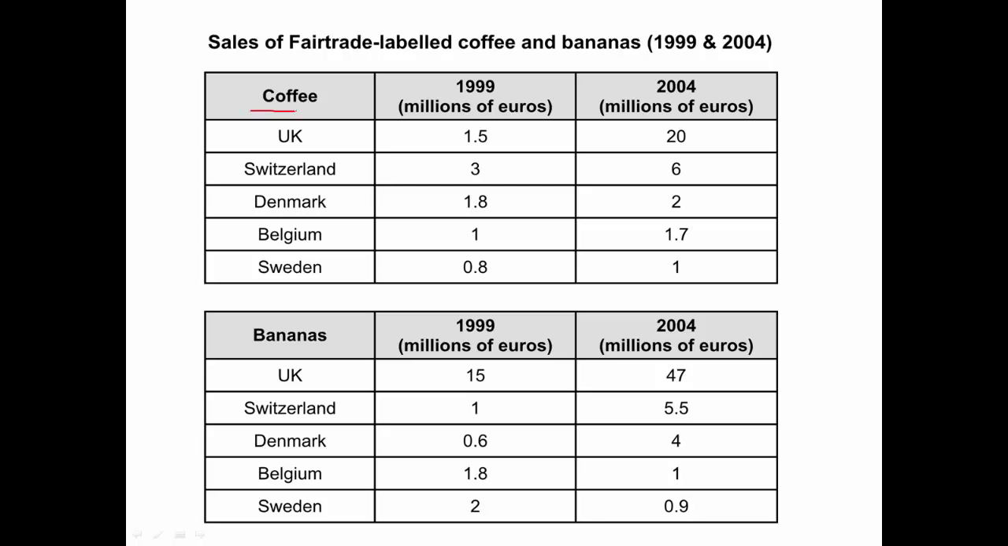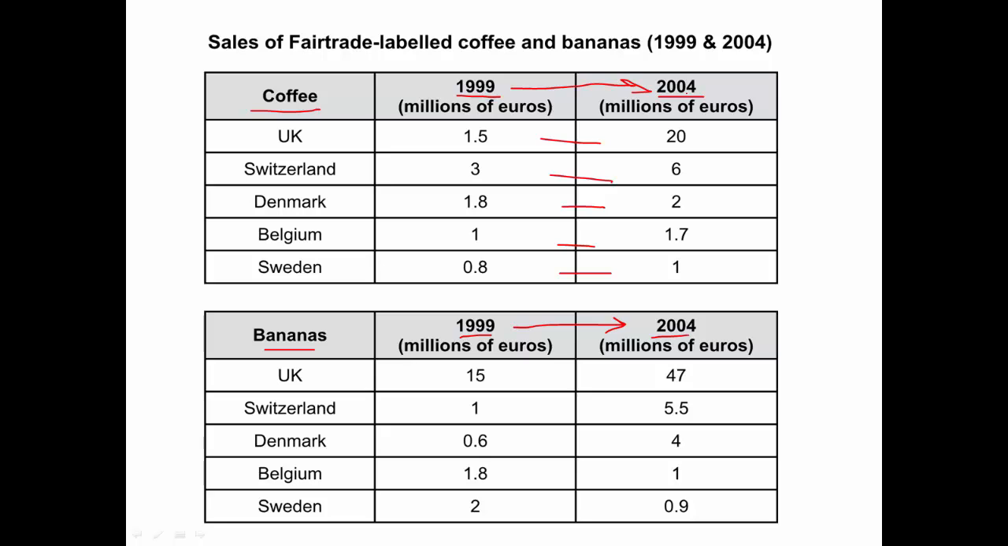So there are two categories, coffee and bananas, and there are 2 years, 1999 and 2004. So what you would do is look for any general trends between 1999 and 2004, because there are two dates. So we need to see, is anything going up or going down? What's the general trend? We can see here, increase, increase, increase, increase. So our first general trend is for coffee. It increases between 1999 and 2004.